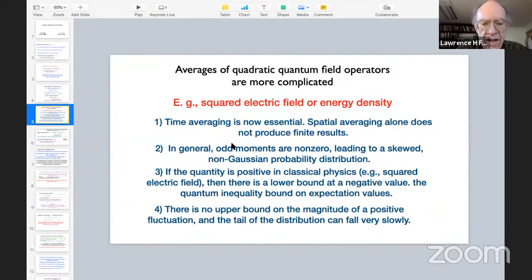Okay, number two, this is a highly non-Gaussian distribution. For example, the odd moments are typically non-zero, unlike with the linear field. So it's also a skewed distribution. But even more than that, if you're dealing with a quantity like squared electric field or energy density, which is classically positive, then there's a lower bound on the expectation values of the quantum operator, which is called a quantum inequality.